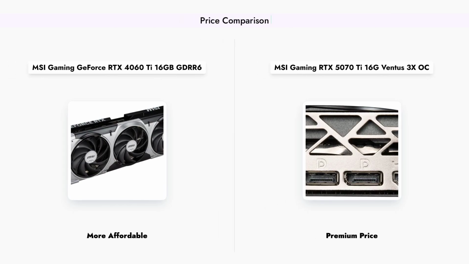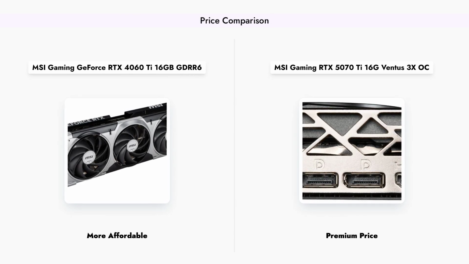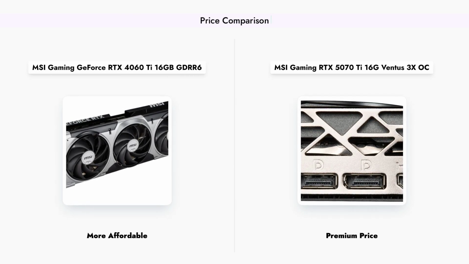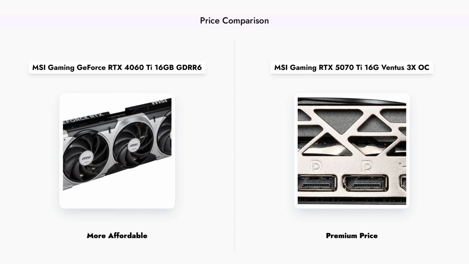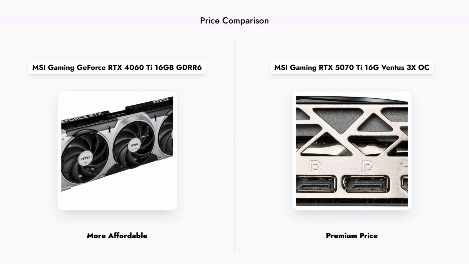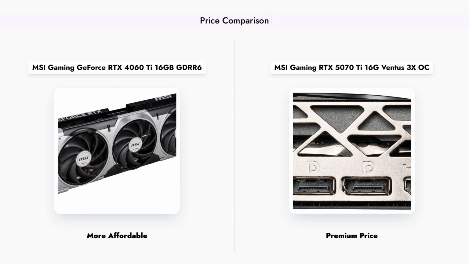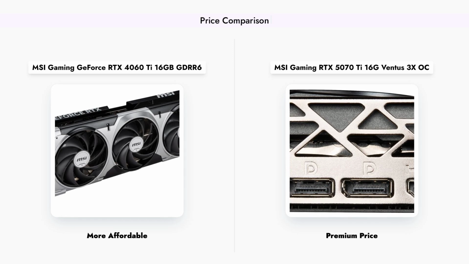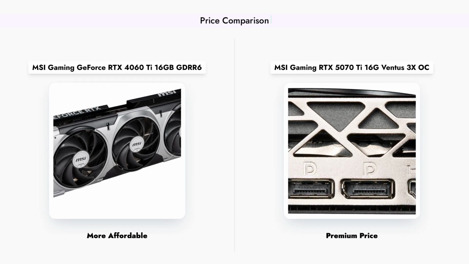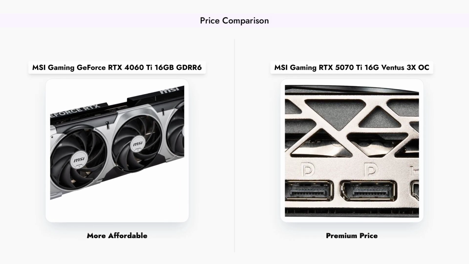When it comes to pricing, the MSI Gaming GeForce RTX 4060 Ti is priced at $514, making it a more budget-friendly option for gamers. In contrast, the MSI Gaming RTX 5070 Ti comes with a hefty price tag of $909, reflecting its high-end performance capabilities. While the RTX 5070 Ti offers superior features, the price difference is significant and may influence your decision based on your budget.